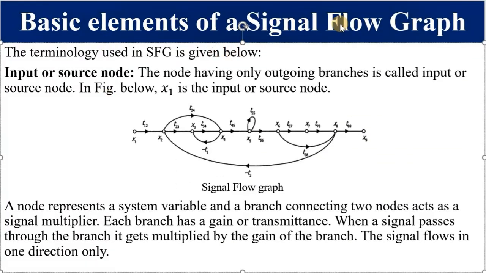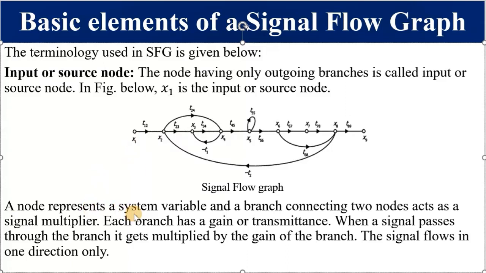Basic elements of a signal flow graph, and we'll start with the input or source node. In this case, x1 is our source node, or the input node. How can we define it? The node having only outgoing branches is known as the input or the source node. In this case, x1 is the input or source node, and there is no incoming branch, hence x1 is an input or source node.